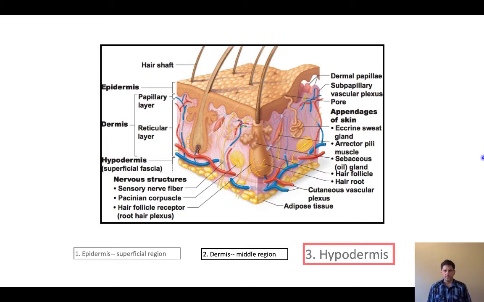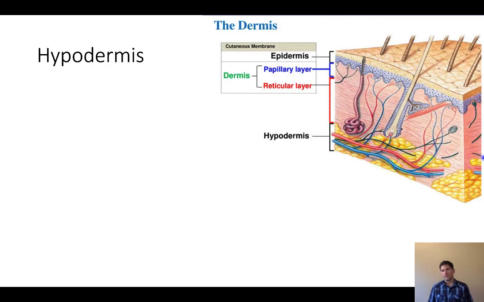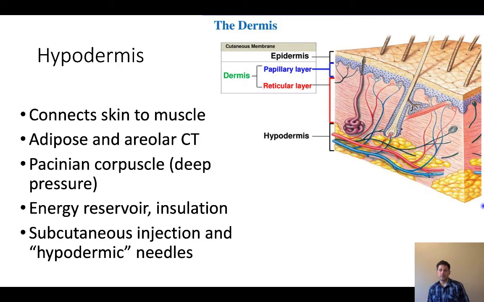The hypodermis is the lowest layer. You can see down here in our chart, we've got a lot of adipose tissue down here and a lot bigger blood vessels that are going to be running through that hypodermal layer. Now, this is connecting the skin to our muscle, okay? So below the hypodermis would be our muscle tissue.